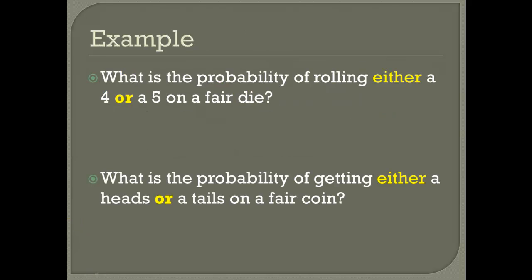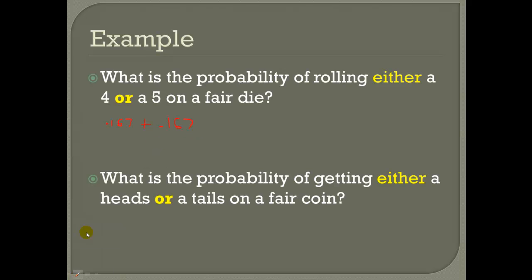Okay, I'll let you guys run through these examples here real quick. First one, what's the probability of rolling either a 4 or a 5 on a fair die? Second, what's the probability of getting either a heads or a tails on a fair coin? Okay, so the first one here, first we would get the probability of rolling a 4, which we already calculated earlier. That would come out to roughly 0.167. But then we want to add the probability of rolling a 5, which is also 0.167, so we add those two together and we basically get 0.334. So that would be our chance of getting a 4 or a 5.